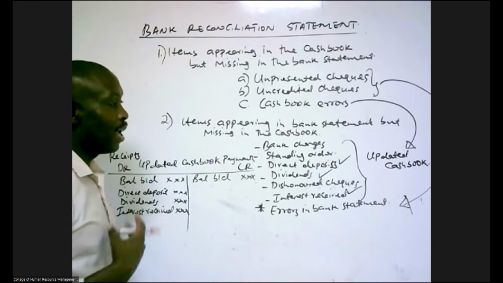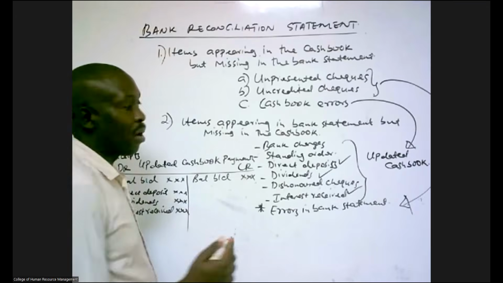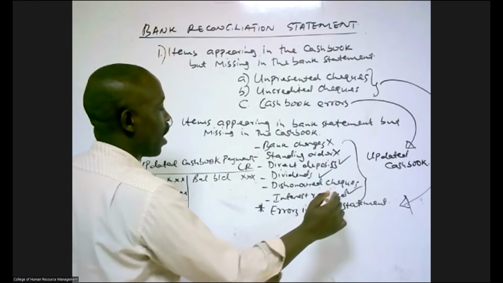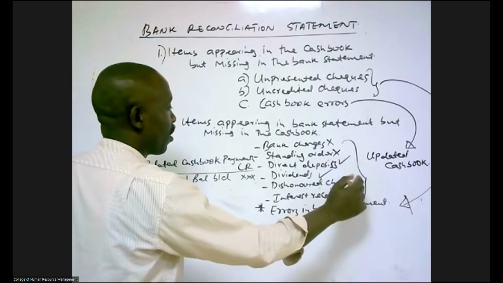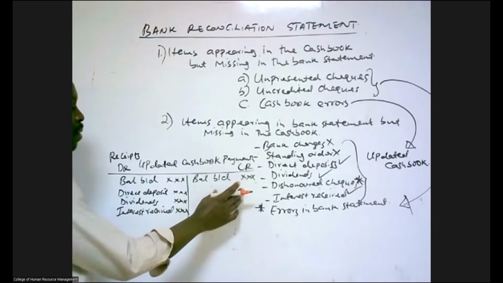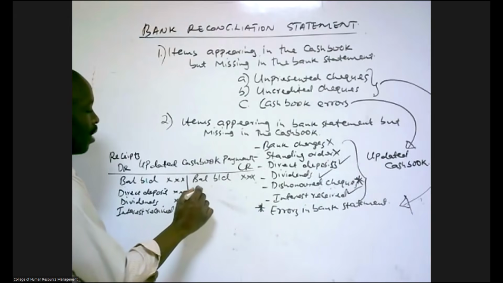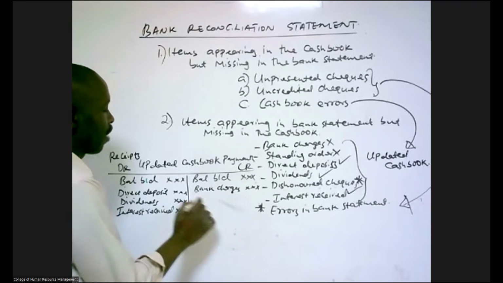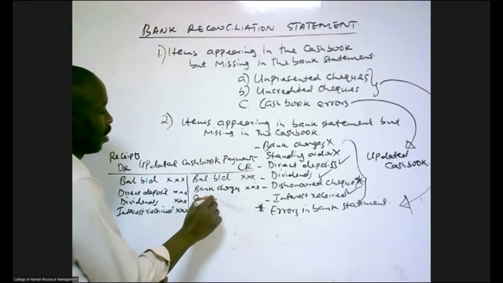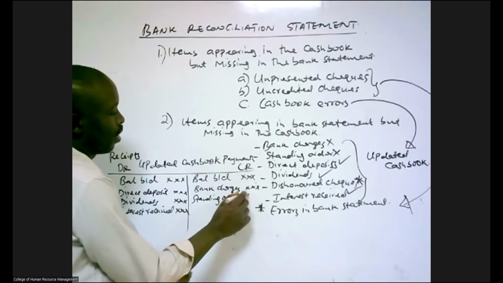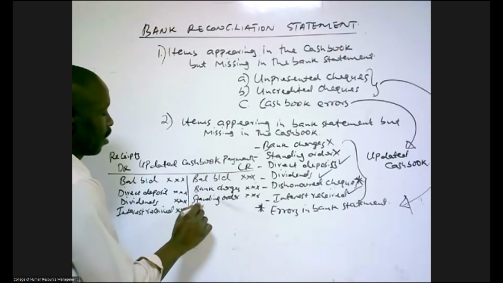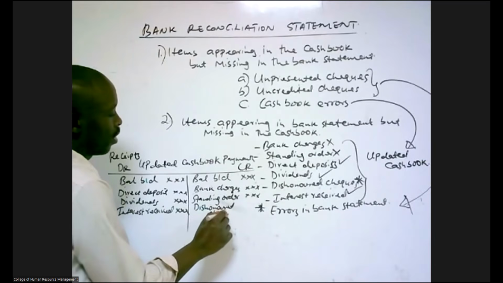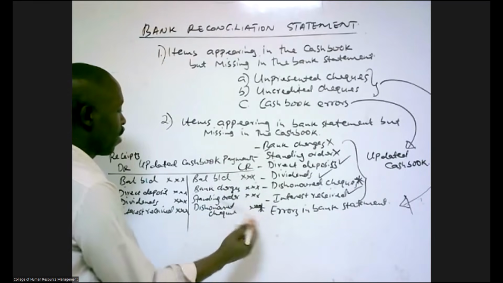On the credit side, anything that meant money out of our bank account, that is the bank charges, standing order, and the dishonored check, which I'm going to explain, they normally appear on the credit side. Standing order, dishonored check. Among other things, they will appear there.